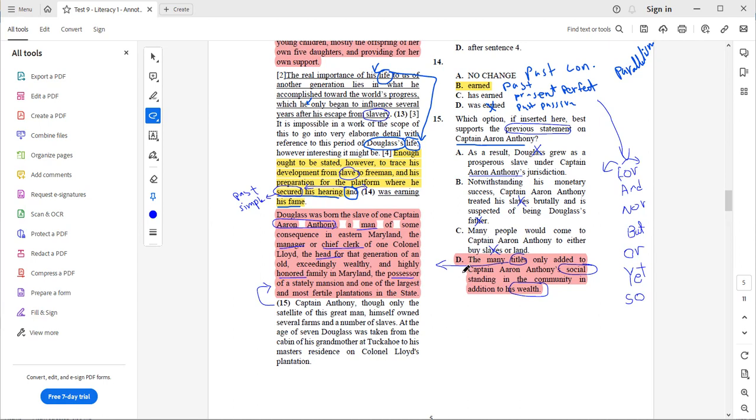So let's look at D. The many titles only added to Captain Aaron Anthony's social standing in the community in addition to his wealth. Yes, look here. He's wealthy, exceedingly wealthy. He said that he's a manager, a chief clerk, an owner, a possessor. So I think this sentence is better complete for this one. All right? Okay.